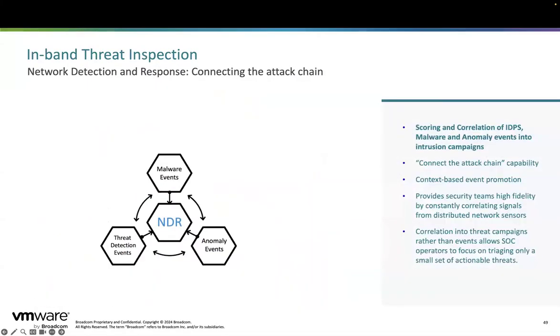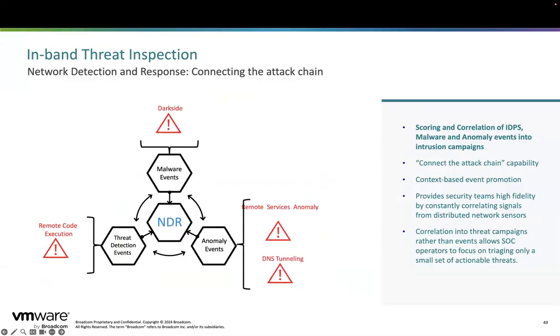So how do these things all come together? Well, your threat detection events, things like remote code execution, your malware events like DarkSide, your remote services, your DNS tunneling, anomaly events, malware events, threat detection events come together with NDR. NDR provides this scoring and correlation of these three other features, connecting the attack chain and providing context. This provides security teams with high fidelity by constantly correlating signals from the distributed network sensors that are out there in your hypervisors. The correlation is then put together to form threat campaigns rather than events.